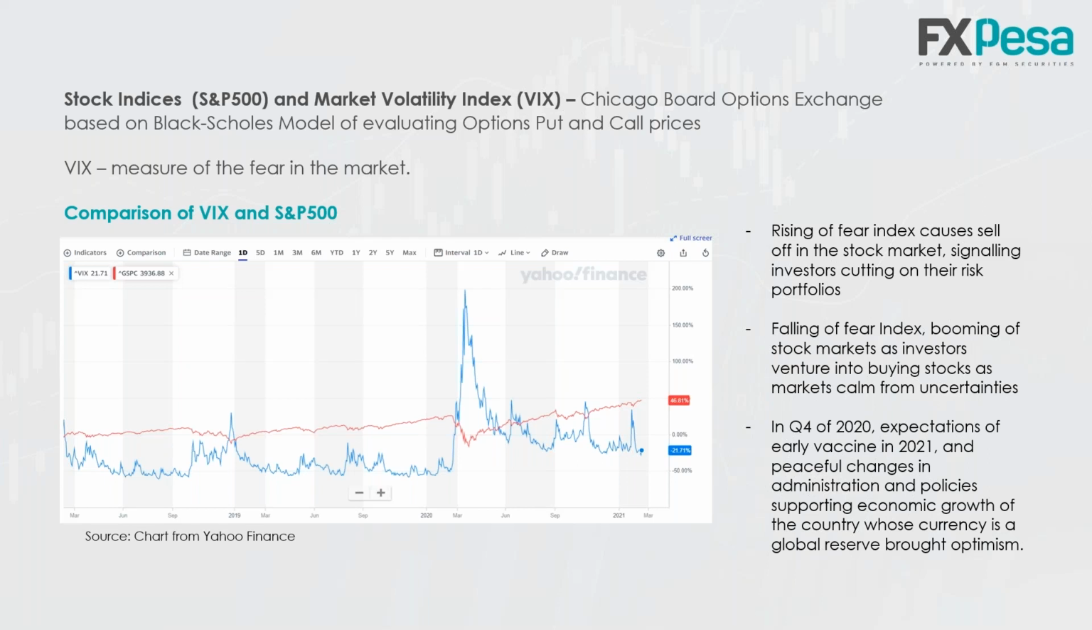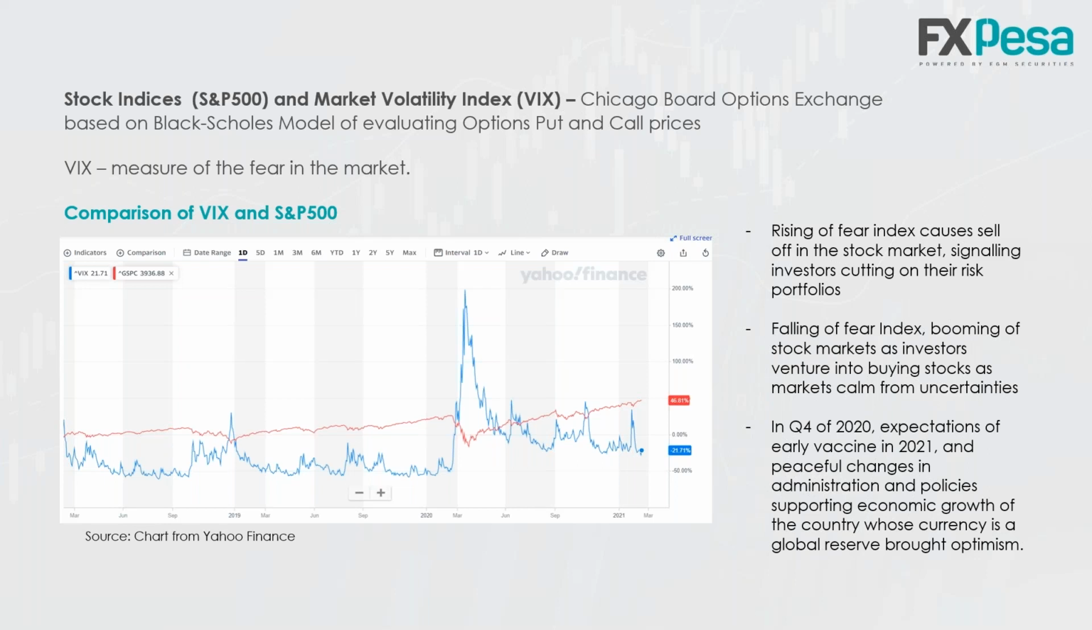You can see what was happening. So a rising fear index causes a sell off in the stock market, and investors are trying to cut off the risk in the market. A falling fear index, that blue line there, is showing the booming of stock markets as investors are trying to venture into buying stocks, and of course there are lower uncertainties in the market.